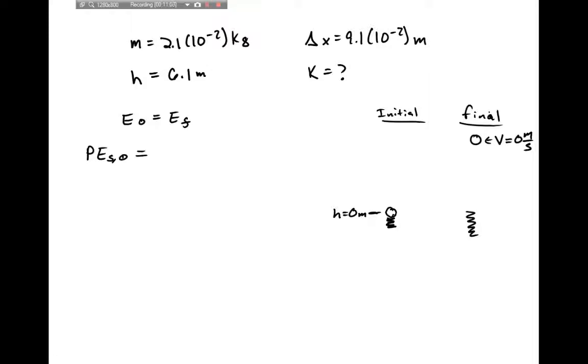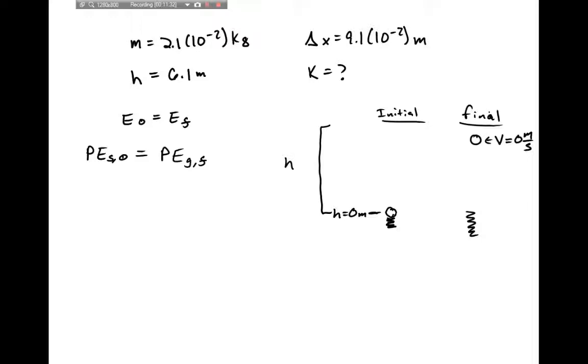Now, once the mass reaches its maximum height, the spring is no longer compressed, so there's no energy stored in the spring. However, the mass is now at a height h above the ground, so now the mass has gravitational potential energy. So in the final scenario, there is gravitational potential energy.